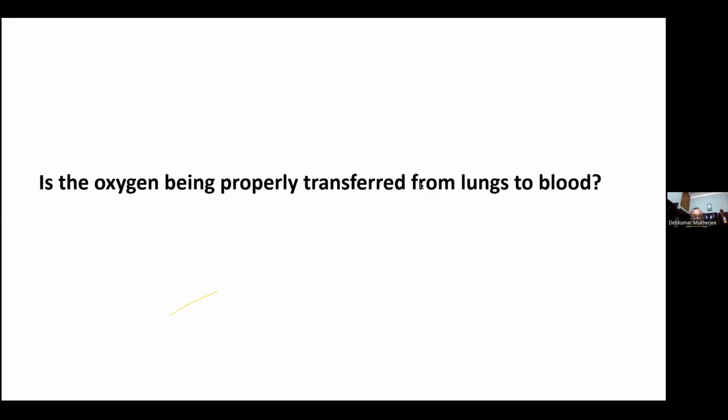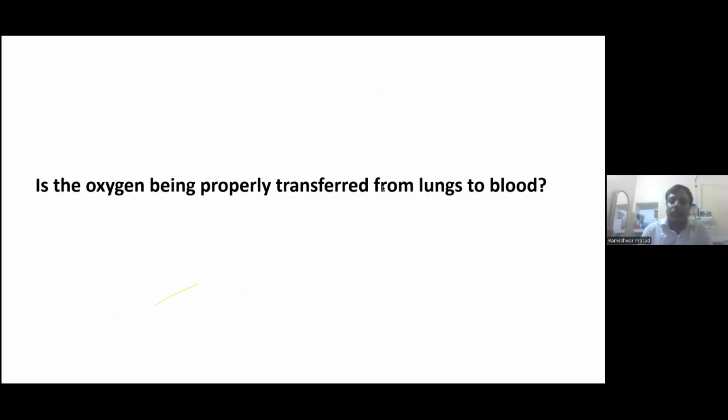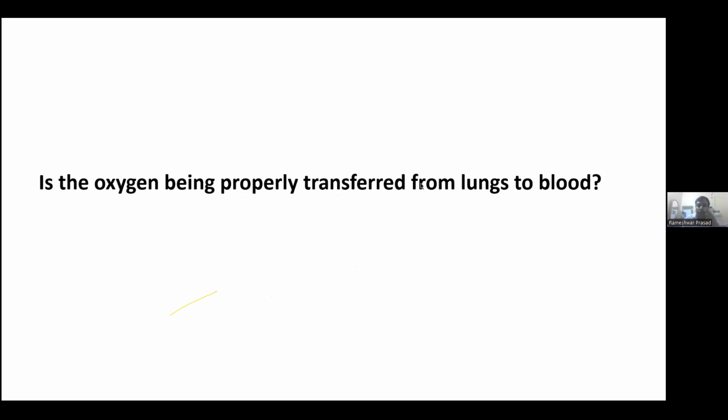Now, the question is, is the oxygen being properly transferred from the lungs to the blood? How can we answer this question? That means, our lungs, the membranes, through the membranes is the oxygen going from alveoli to blood very efficiently? Is there any disease which is preventing this diffusion to occur and oxygen is not getting inside the blood?